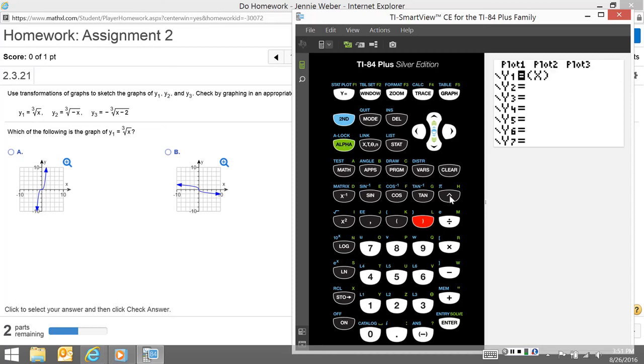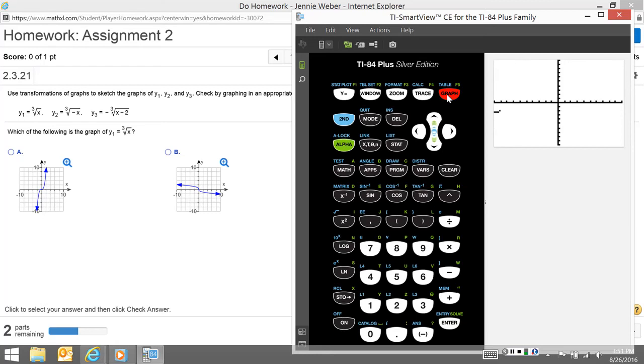Then I'm going to use this caret key, which raises the exponent. And then in the exponent, again, I'm going to use parentheses so it does the entire 1/3. Because remember, the third root is the same as the exponent to the 1/3. You should remember that from basic algebra. This is a good little trick. This is the best way to put it into your calculator.